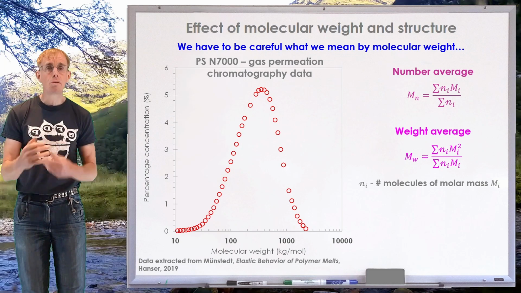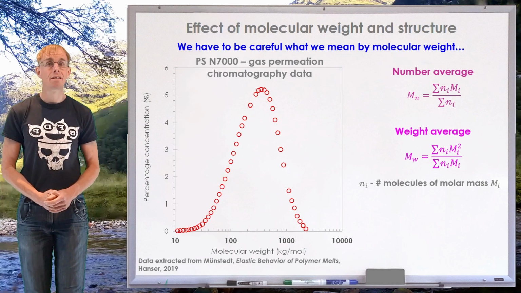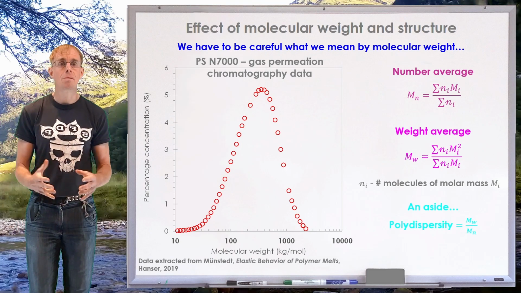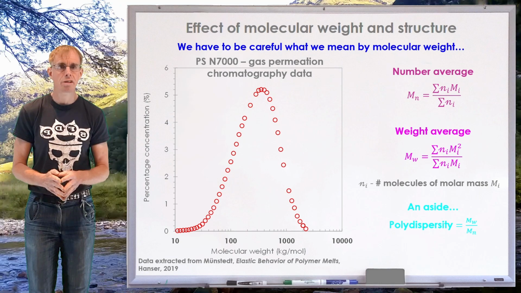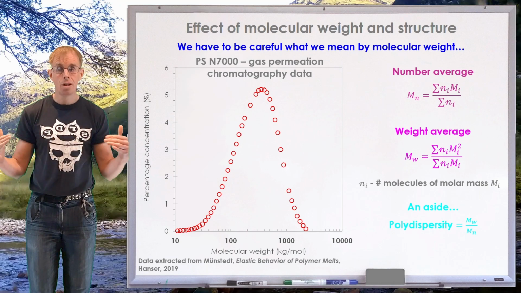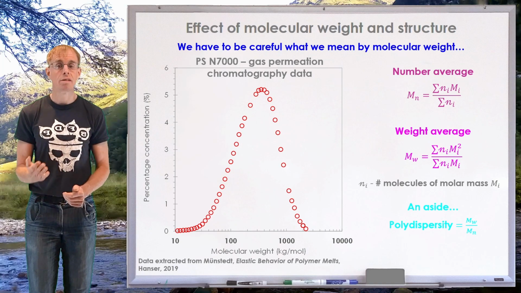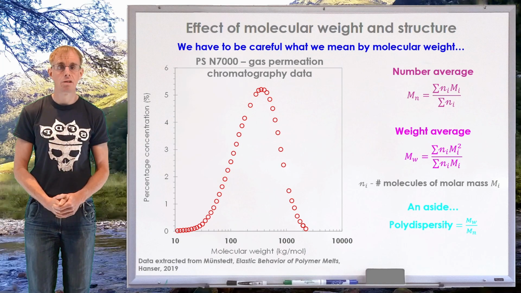Now, we can use both of these measures of molecular weight to get an idea of the shape of the distribution. So there is a parameter called polydispersity, which gives you an idea of how broad this molecular weight distribution is, which is simply the ratio of the weight average to the number average molecular weight.